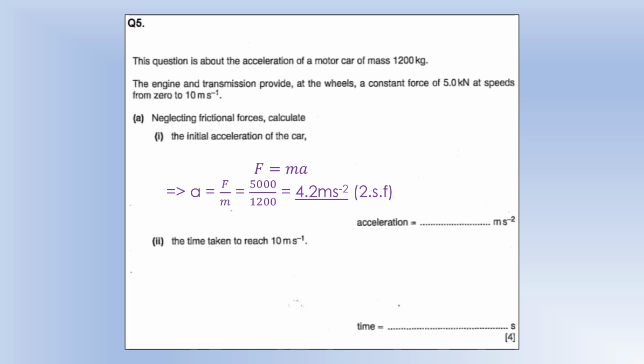So we're just going to use F equals ma. F divided by m gives us the acceleration. And time taken to reach 10 meters per second: it says that that force is the same the whole time, so the acceleration is going to be the same the whole time. U is 0 because we're told it starts at rest, so we can quite simply find the time taken.